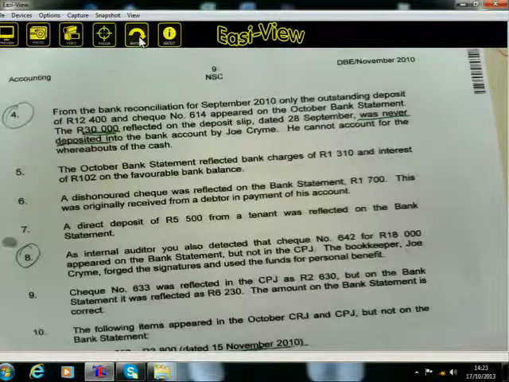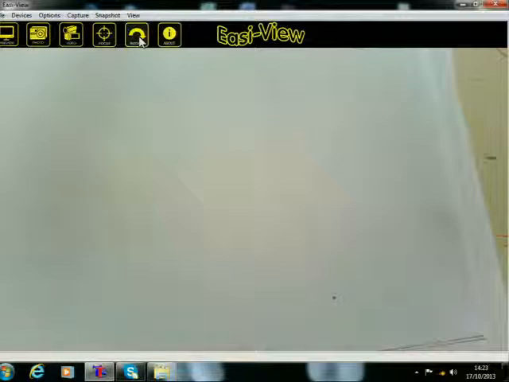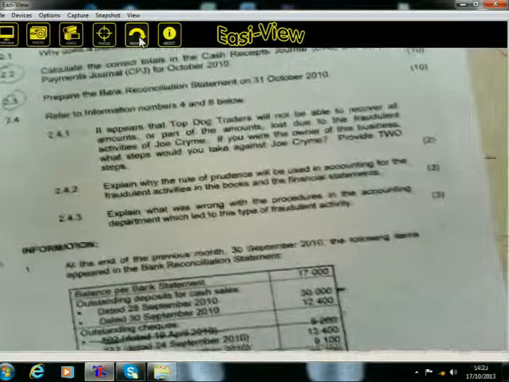Now let us look at some of the internal control questions that were posed in the 2010 November.